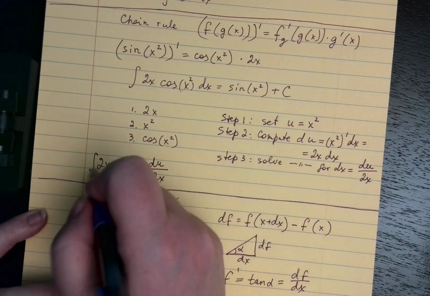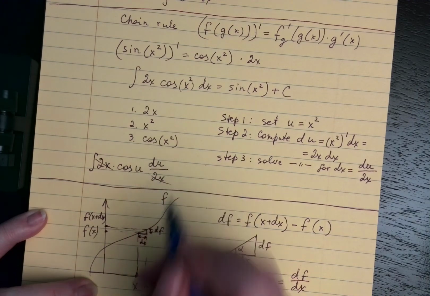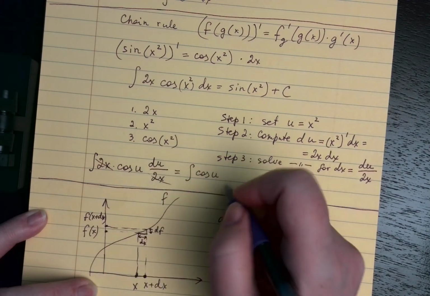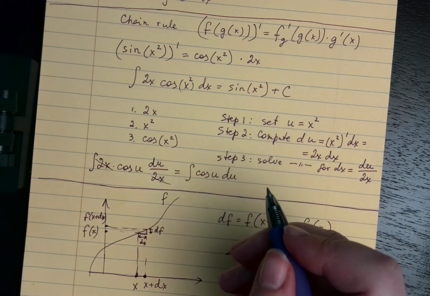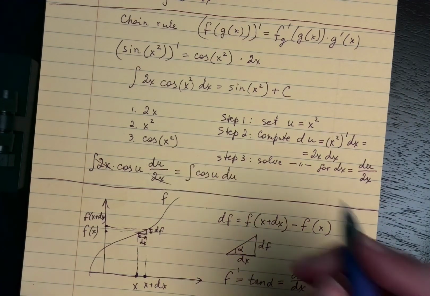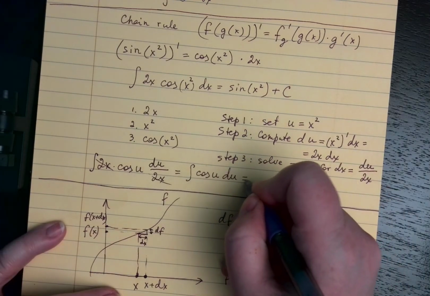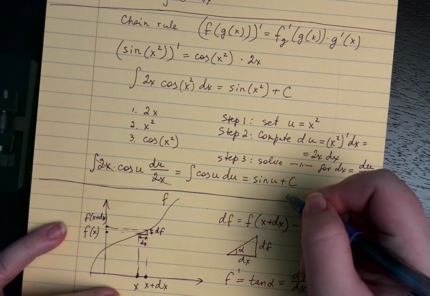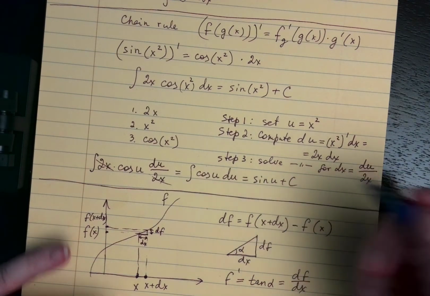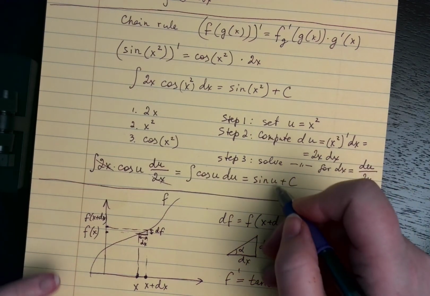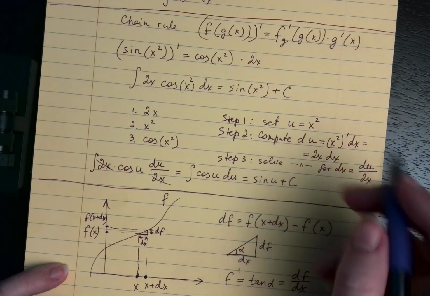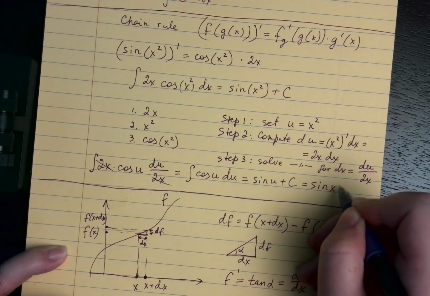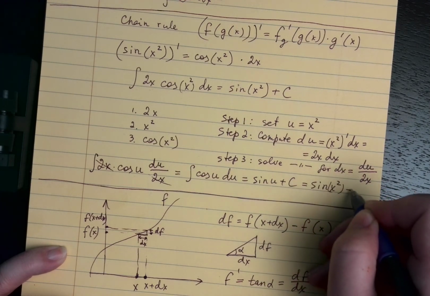Now we are in for a very nice cancellation. And we are getting cosine u du and a cup of coffee. So we do know how to solve it. That is going to be sine u plus c. And wait a second, we started with x's. We have to finish with x's. So it's a good time to recall what our u is. Therefore, it's sine of x squared plus c.